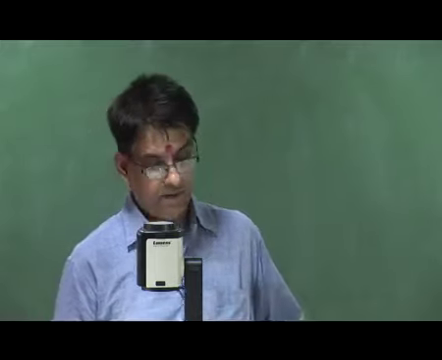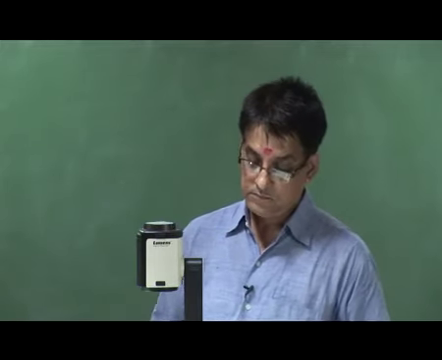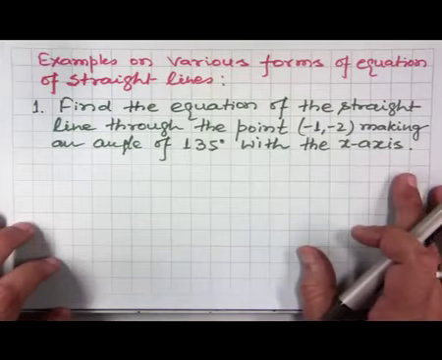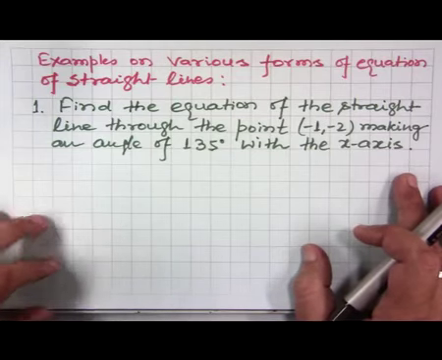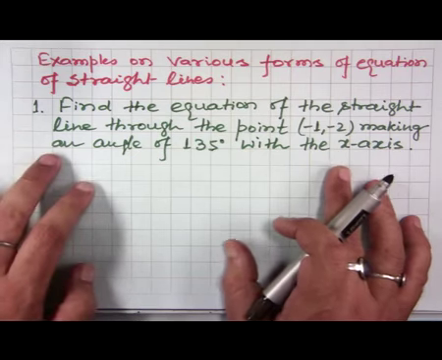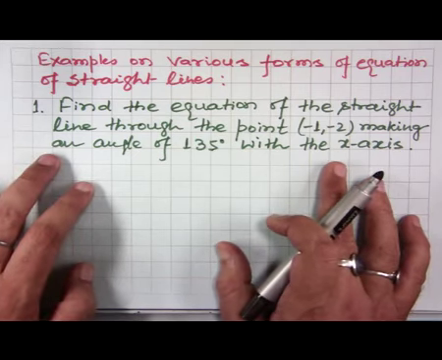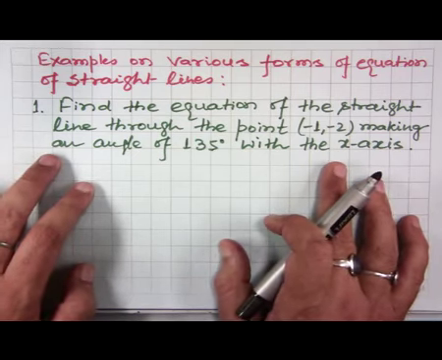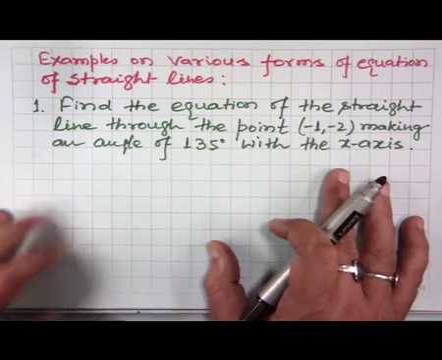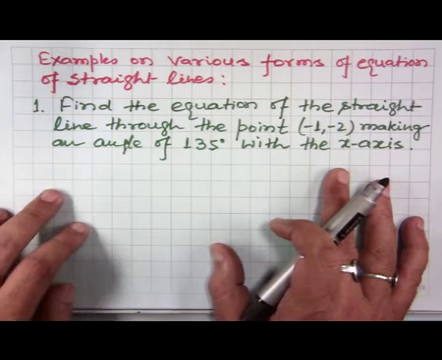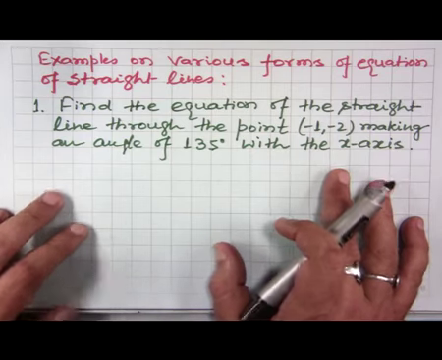Now we have some examples on various forms of equation of straight lines. So the first problem is: find the equation of the straight line through the point minus 1, 2 making an angle of 135 degrees with the x-axis. So this line makes an angle of 135 degrees with the x-axis.